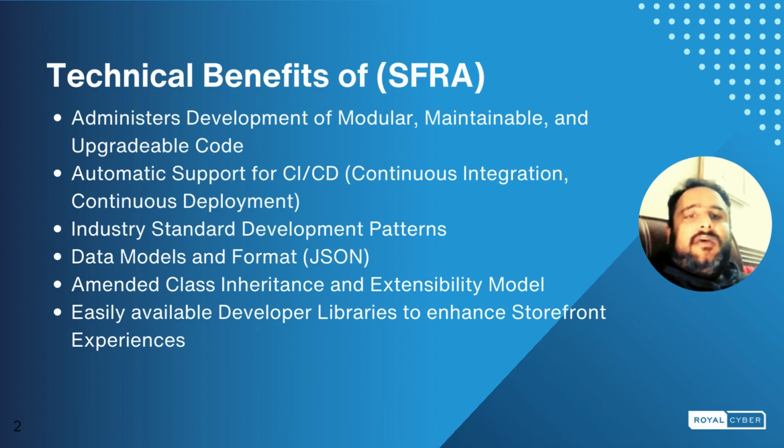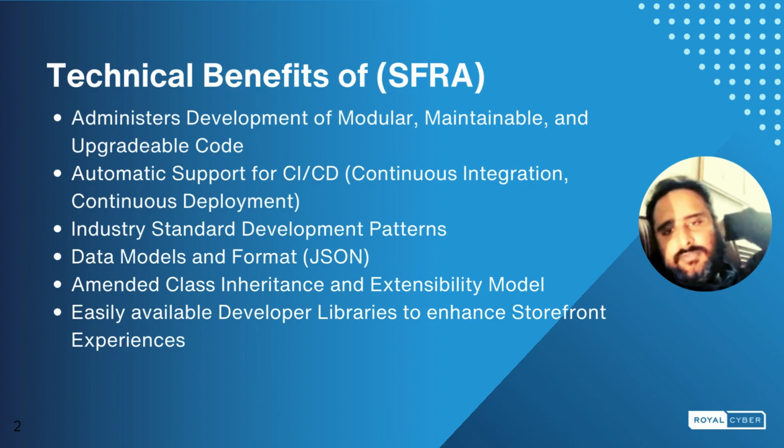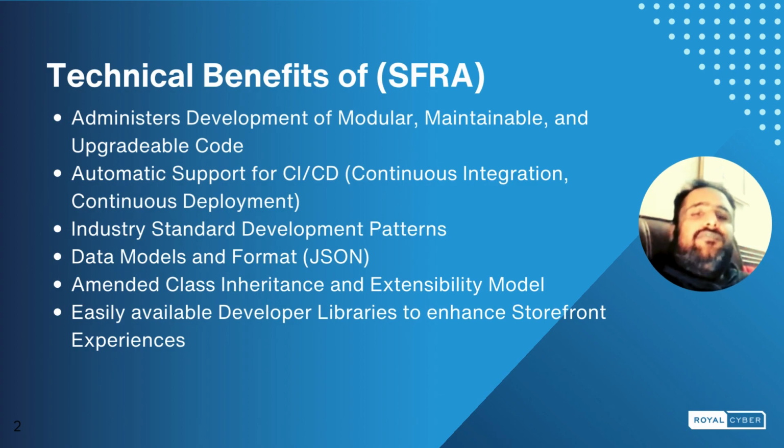In the class inheritance and extensibility model, the SFRA base framework models and controllers can be left untouched, with new classes developed as extensions, hence avoiding the duplication of code, which was very normal in Site Genesis.